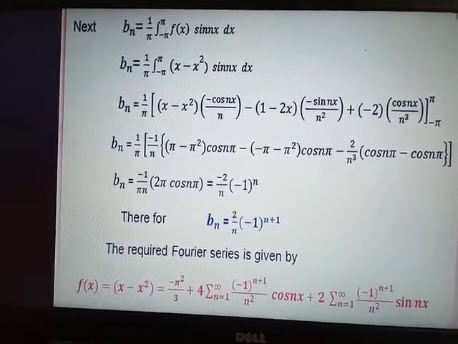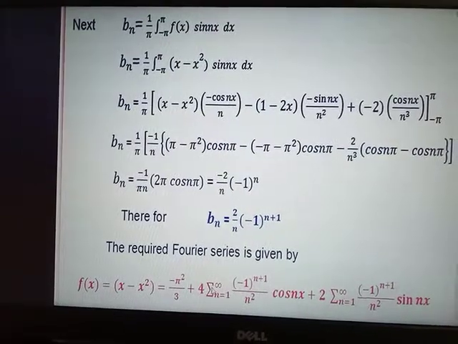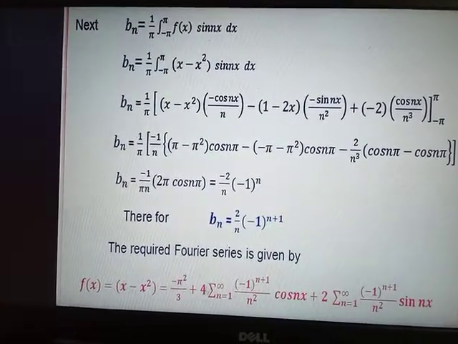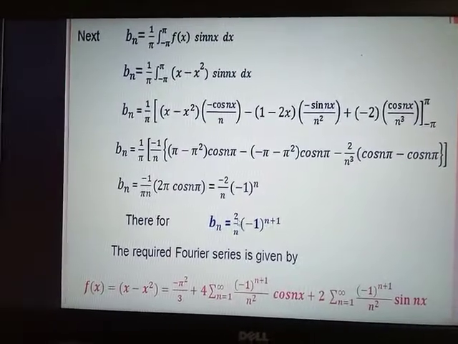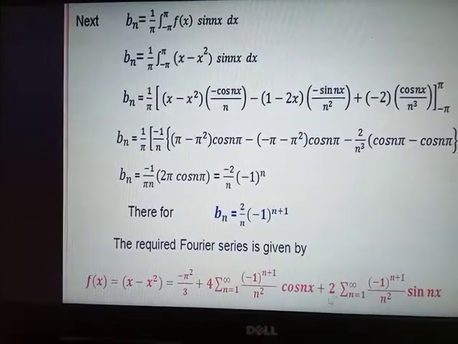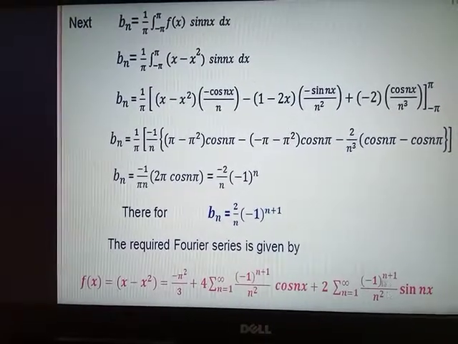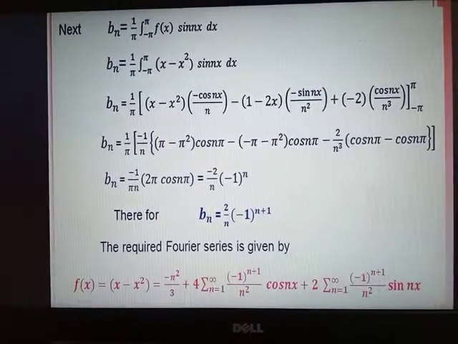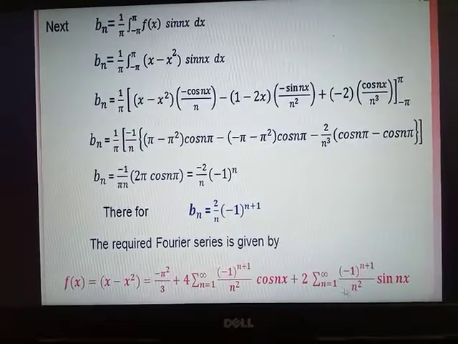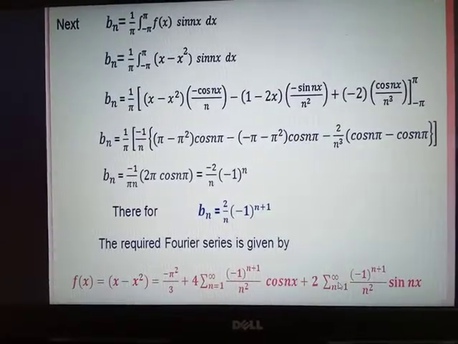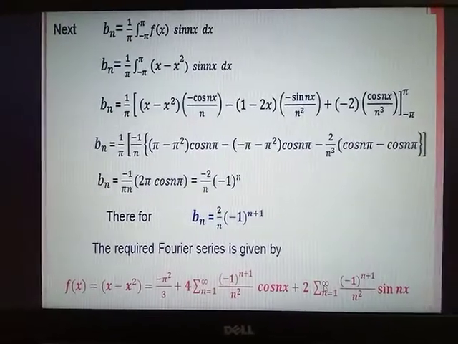Here 2 is in that an, 4 is constant, therefore I am taking 4 outside for the summation. Here 2 is constant, therefore plus 2 into summation n running from 1 to infinity minus 1 raised to n plus 1 divided by n square into sin nx. This is the Fourier series for the given function f of x, where f of x is x minus x square.